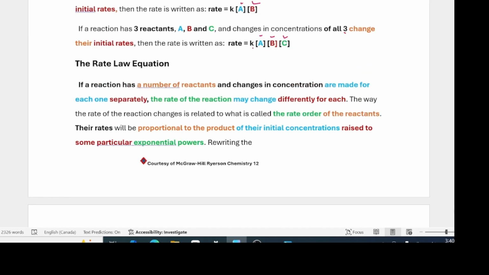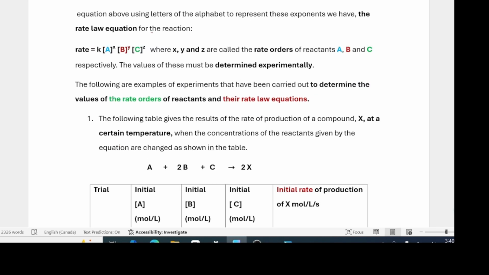So if you rewrite this equation here, using these letters of the alphabet that are called rate orders, this is the rate law equation. So it will be equal to k times concentration of A to an exponent x times concentration of B to an exponent y times the concentration of C to an exponent z. And one could have used any letters of the alphabet to represent those exponents. And these are called rate orders of the reactants A, B, and C respectively.